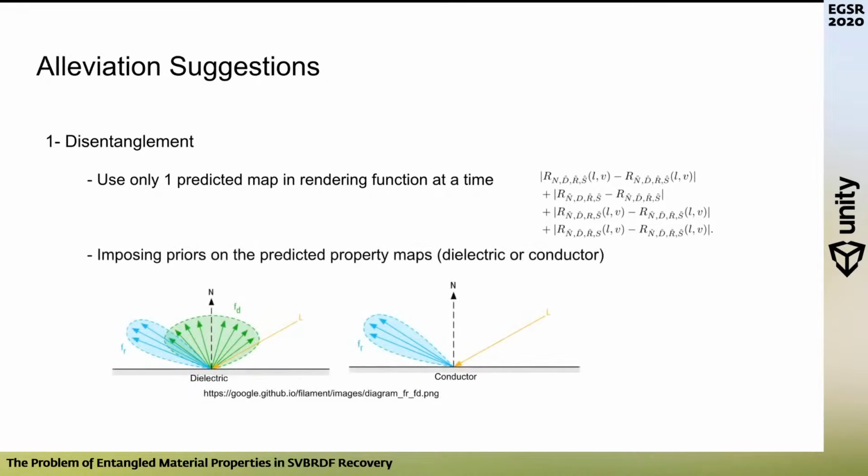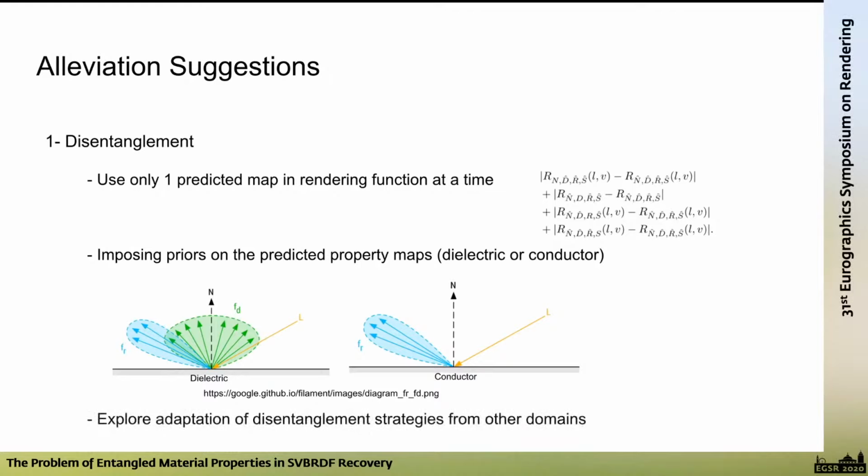A second solution for reducing entanglement is by imposing priors on the predicted property maps. For example, we can have the model predict whether the input material is a dielectric or conductor, and if it is a conductor, then we immediately know that there is no diffuse component. Thirdly, one can look into adopting strategies used for disentanglement from other domains, such as learning of disentangled representations from video, and adopt those strategies in the field of SVBRDF recovery.